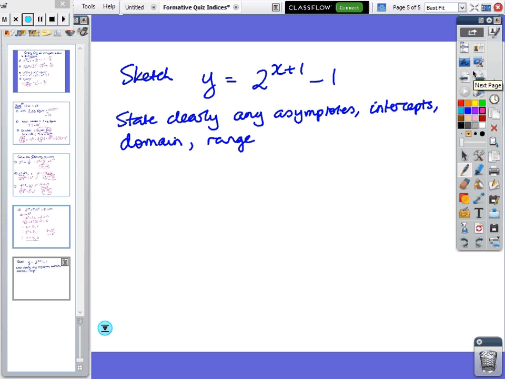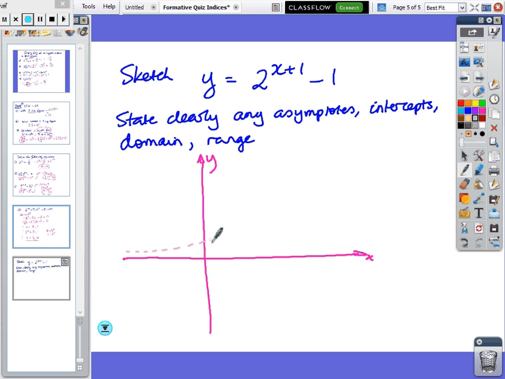Okay, so sketch y equals 2 to the x plus 1 minus 1. Clearly state asymptotes, intercepts, domain, range. Okay, have a go. Okay, we're back. In my class, we build up the function slowly. So we just start with y equals 2 to the x to start with, and then plus 1 moves it back, so that at the moment it's 1. So we're going to move it back 1, so that point there comes back to there. So that's y equals 2 to the x plus 1.